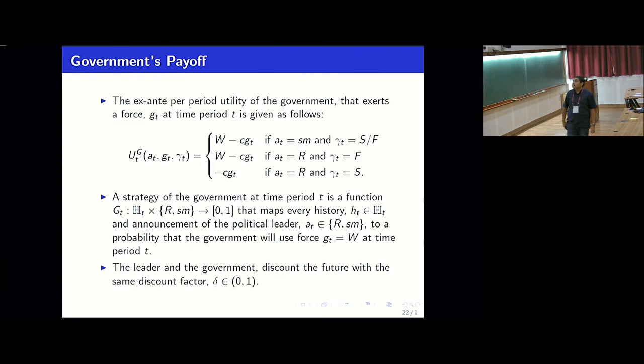And if there is a successful revolution, then basically it loses power. In that case, it gets zero, but if it incurs cost, then it gets a negative payoff of minus CGT. And the leader and the government discount the future with the same discount factor delta. Okay, so those are the assumptions we make.